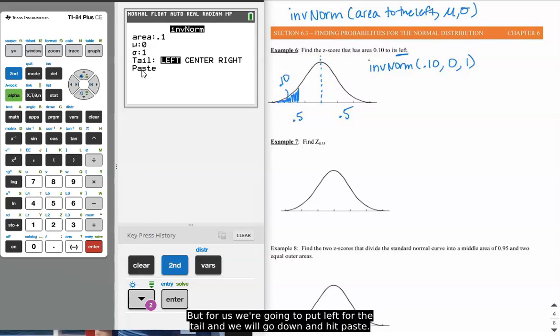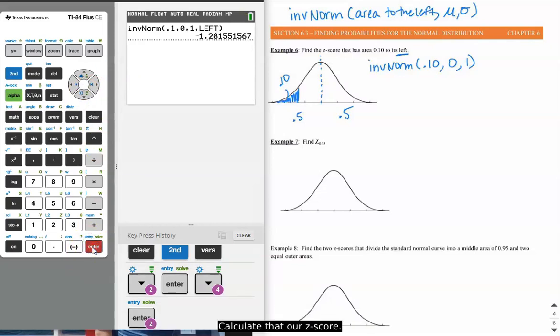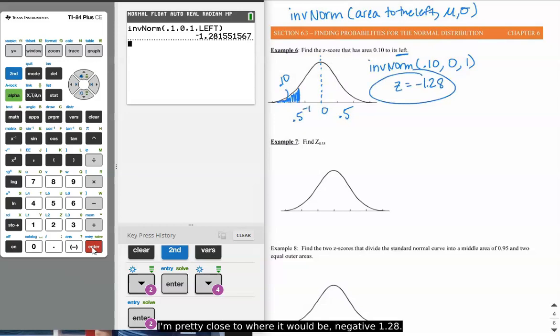But for us, we're going to put left for the tail, and we will go down and hit paste and calculate that our z-score, right, we're finding a z-score, would be negative 1.28 roughly. All right, so if I were to shade that in, I'm pretty close to where it would be, negative 1.28. So that would be my z-score.